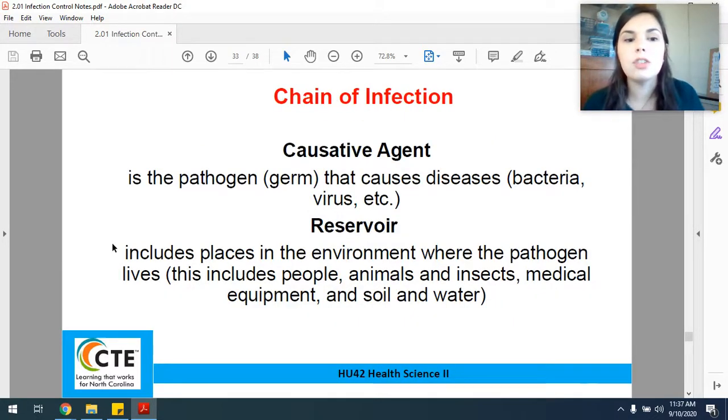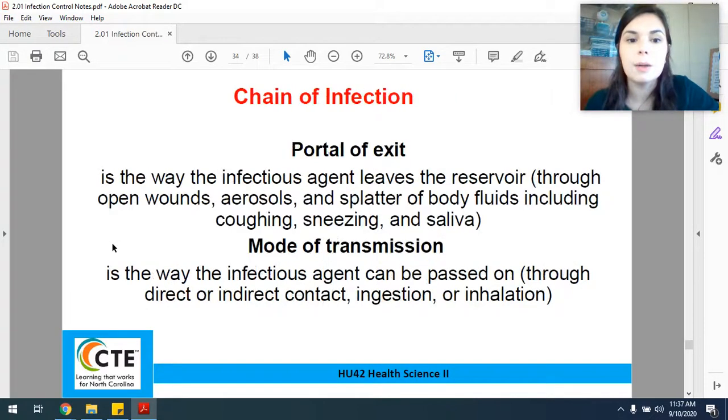So the causative agent is the pathogen or the germ that actually causes the disease, the bacteria, the virus, etc. The reservoir includes the place within the environment where the pathogen is living, and this can include things like people, animals, insects, medical equipment, soil, water, food, etc. Pretty much anything you can think of could be considered a reservoir for infectious disease. Portal of exit is the way that the infectious agent leaves that reservoir through open wounds, aerosols, splatter of body fluids, including things like coughing, sneezing, and saliva.